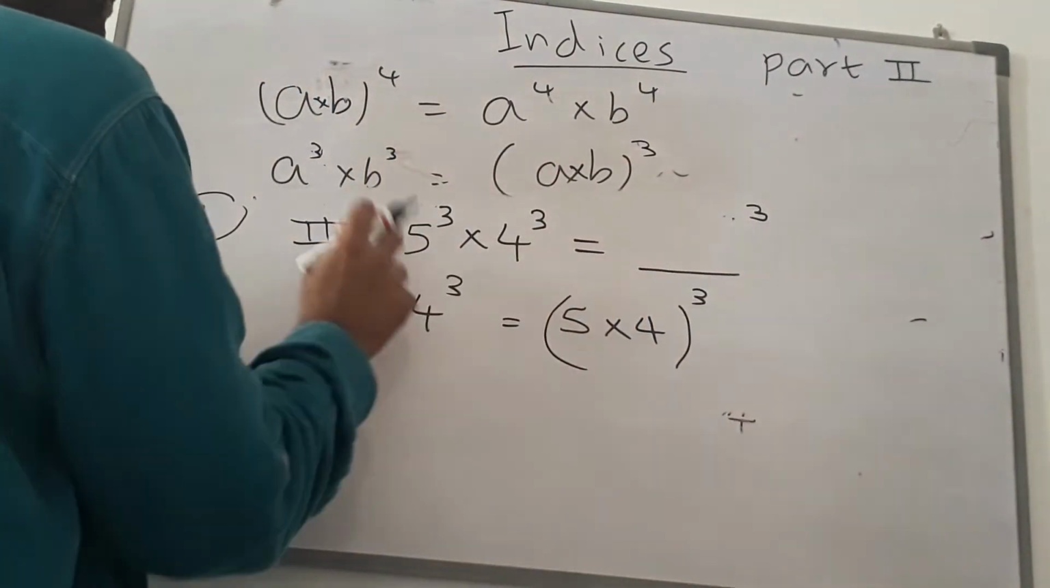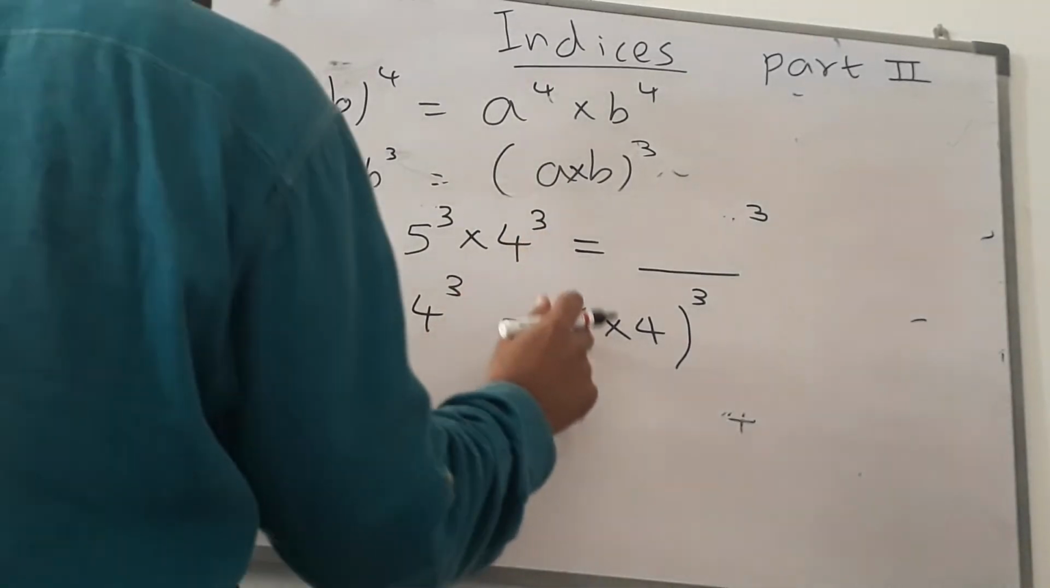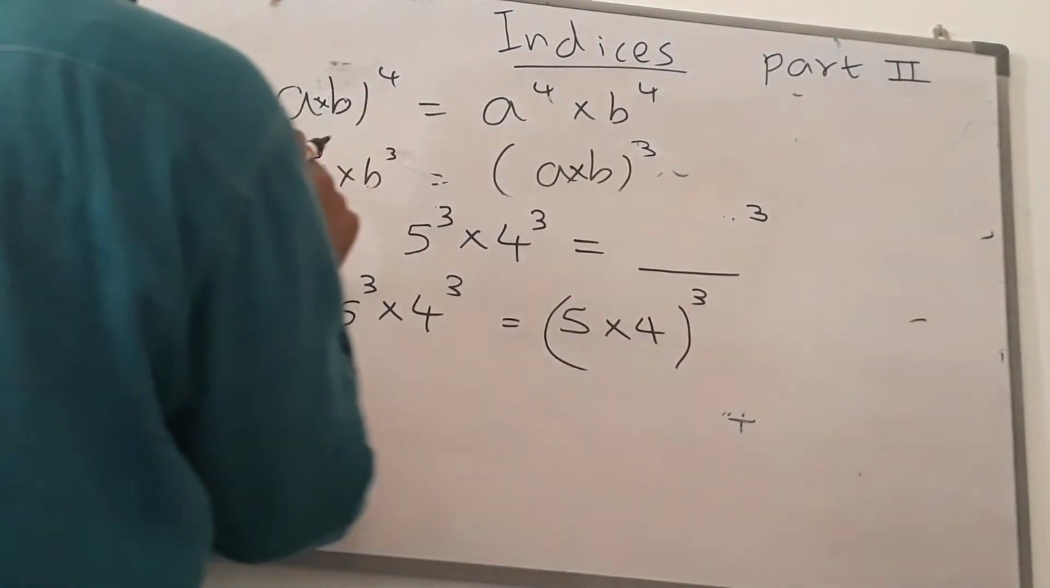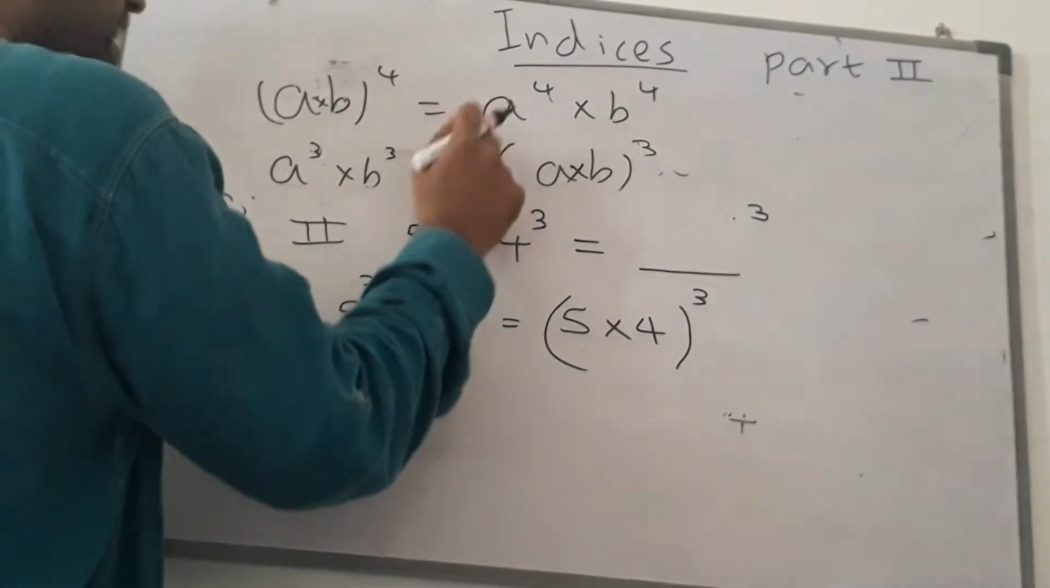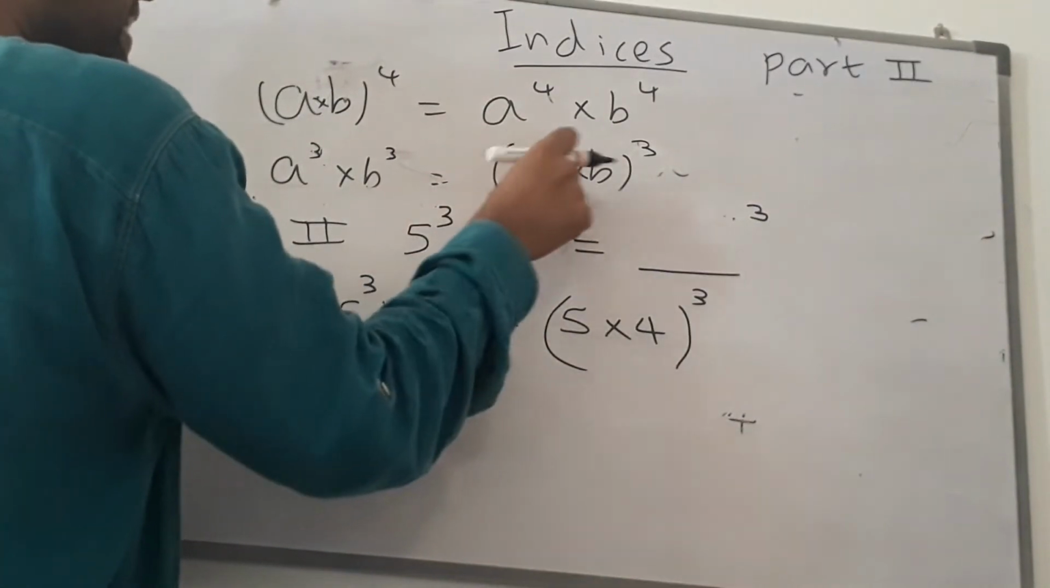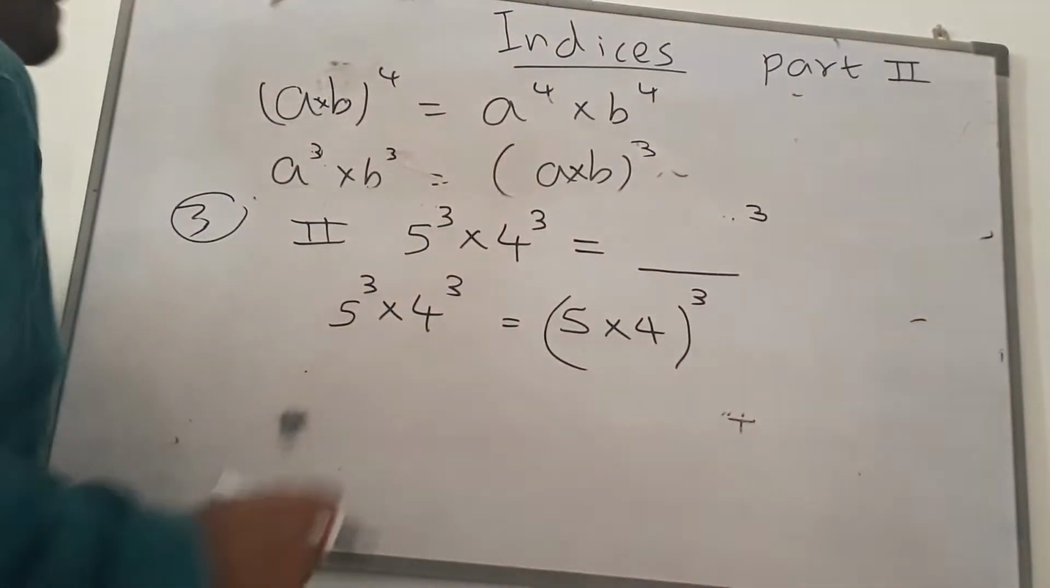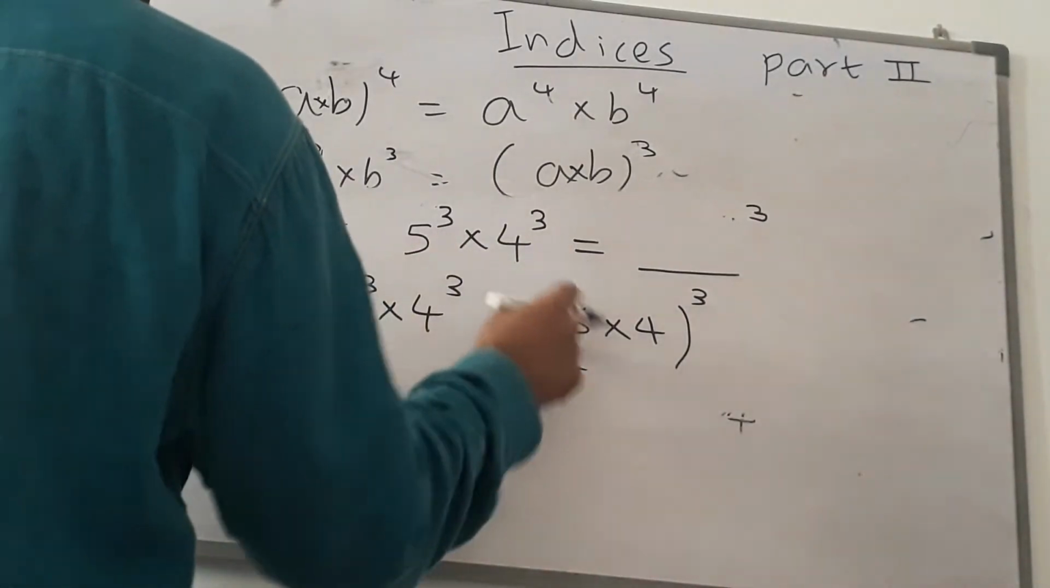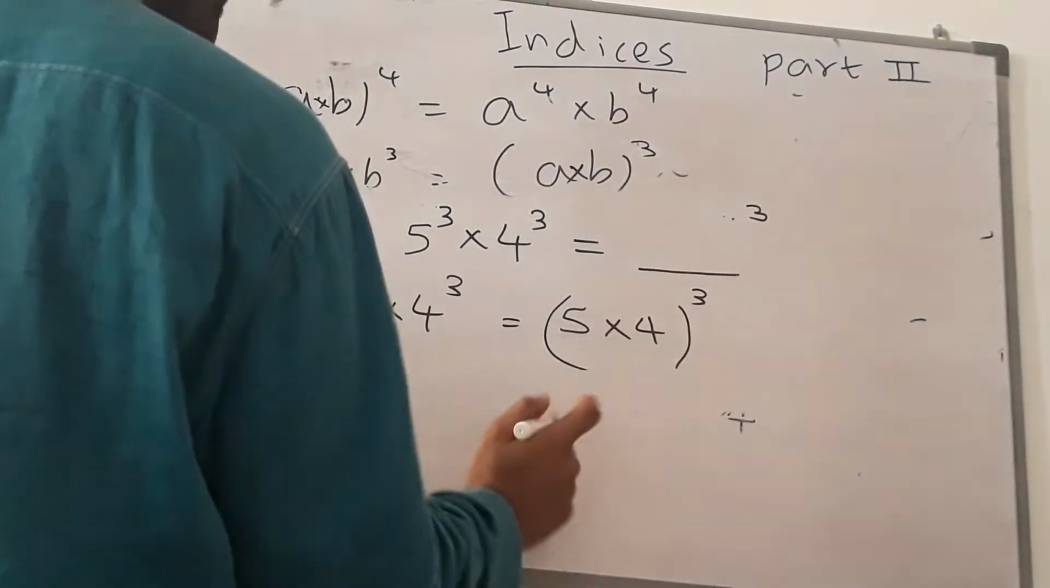Okay. 5 to the power 3 times 4 to the power 3 can be written as 5 times 4 all together to the power 3. Here also a to the power 3 times b to the power 3 can be written as inside a times b all together to the power 3. So 5 to the power 3 times 4 to the power 3 can be written like 5 times 4 all together to the power 3.